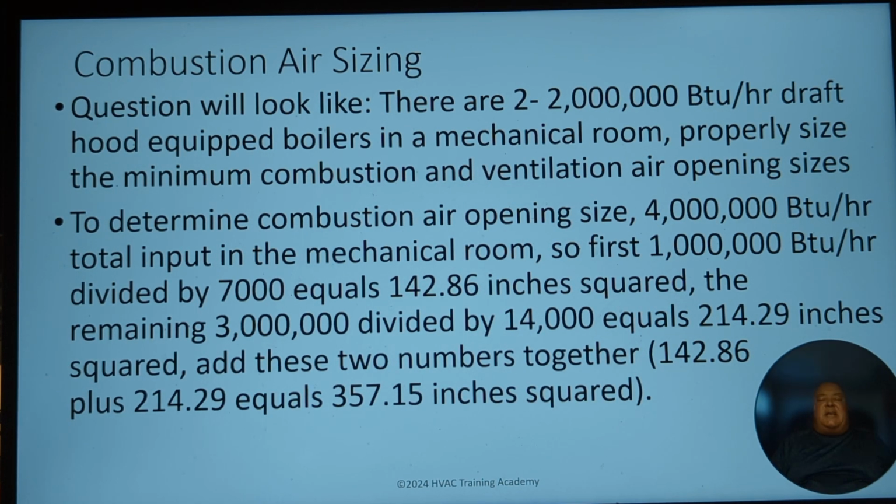In this case, we have 2 million BTU per hour draft hood equipped boilers in a mechanical room. If we are going to properly size this, remember, 4 million BTUs is our total. We've got the first million divided by 7,000, which equals 142.86 inches squared. The remaining 3 million would be divided by 14,000, which equals 214.29 inches squared. Adding those two numbers together is going to equal 357.15 inches squared.